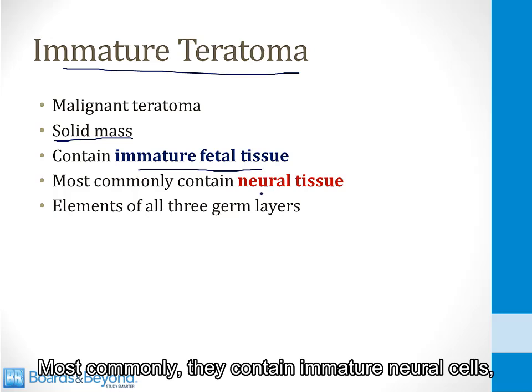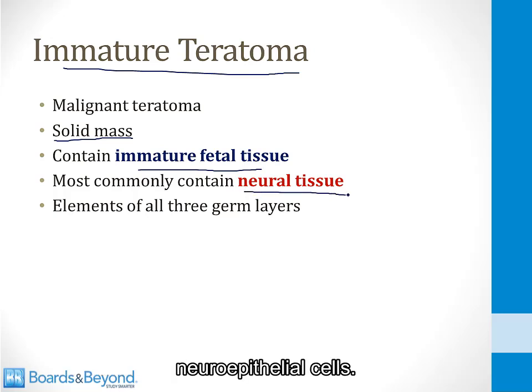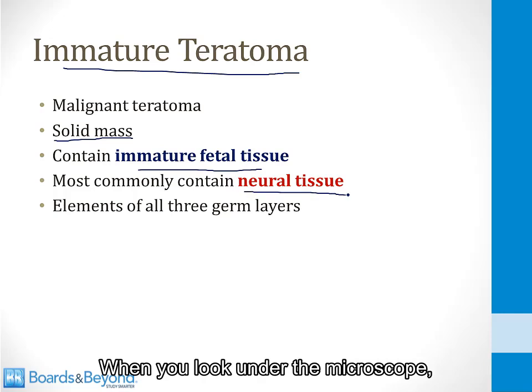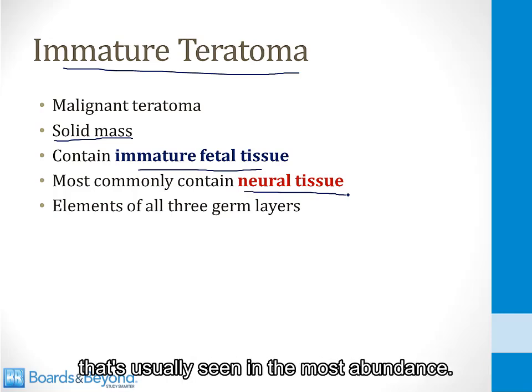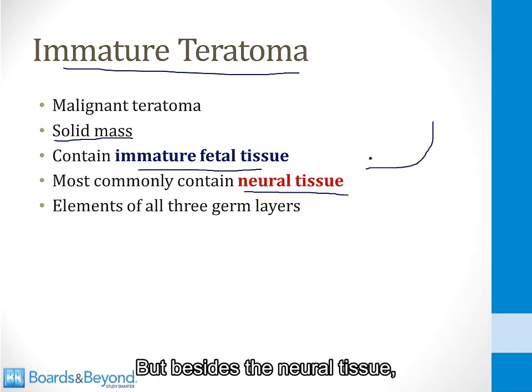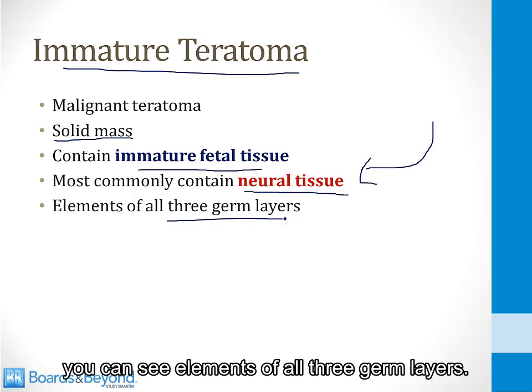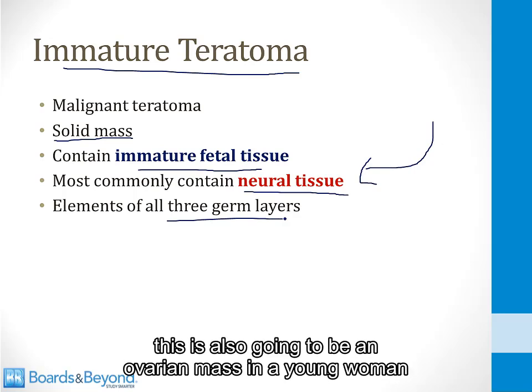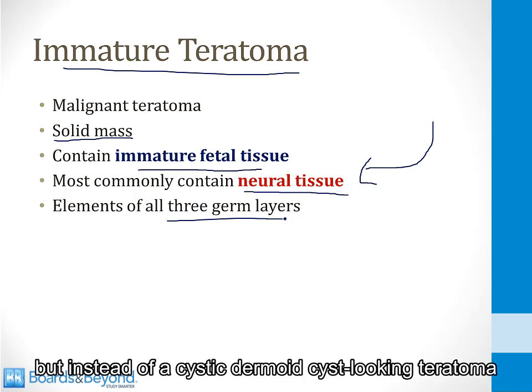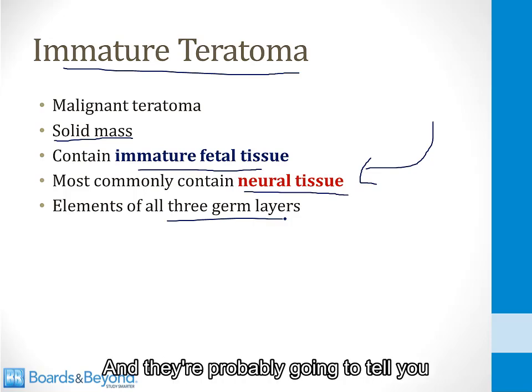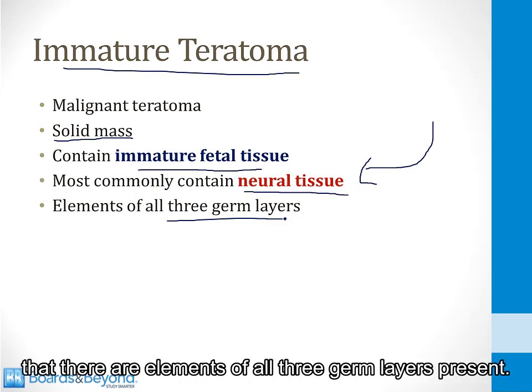Most commonly, they contain immature neural cells, neuroepithelial cells. When you look under the microscope, this is the type of cell that's usually seen in the most abundance. That's something they like you to know for your boards. But besides the neural tissue, you can see elements of all three germ layers. So in a board question, this is also going to be an ovarian mass in a young woman, but instead of a cystic, dermoid cyst-looking teratoma, it's going to be a solid mass, and they're probably going to tell you that there are elements of all three germ layers present.